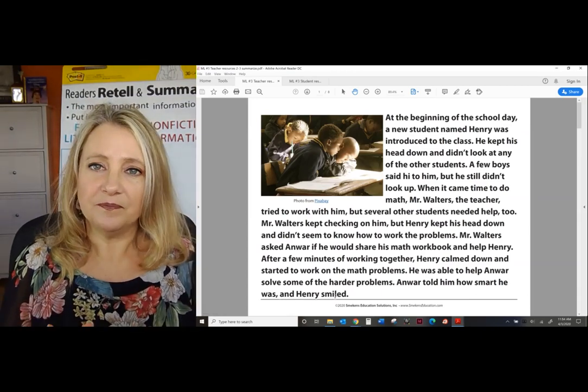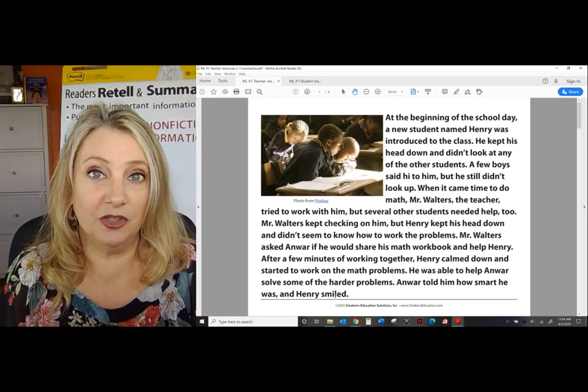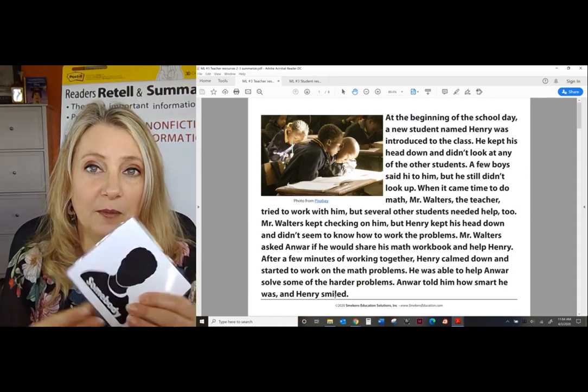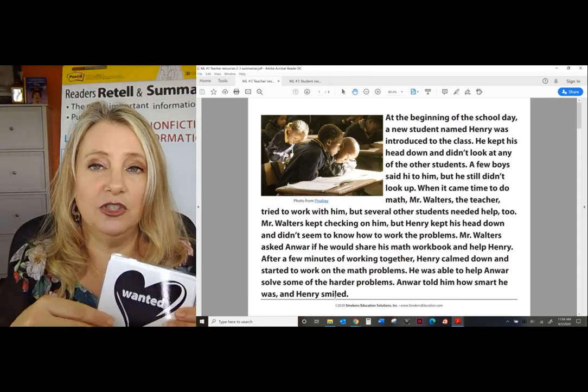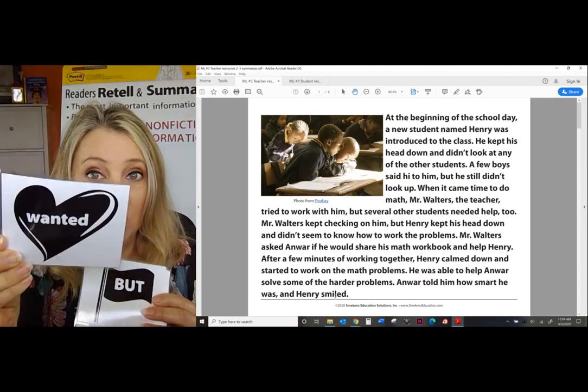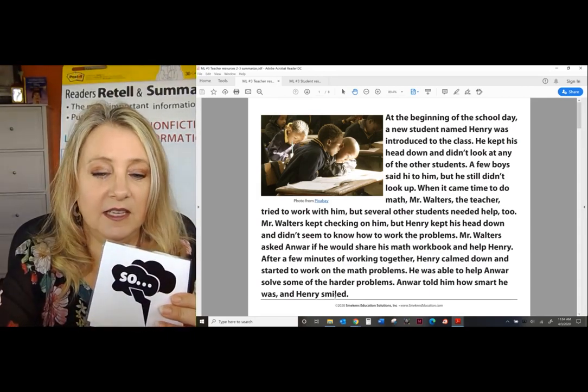Okay, so now if we think about our transition words that we're going to use for our summary frame, we've got the somebody in this passage. And what did he want? But something was standing in his way.